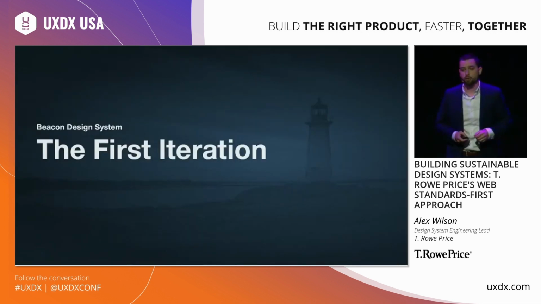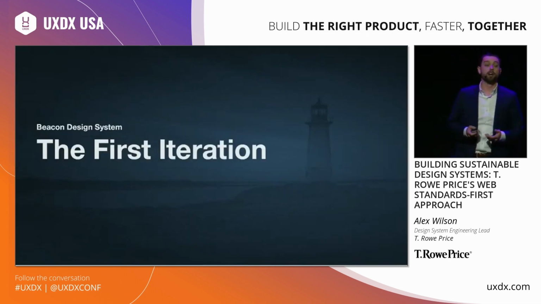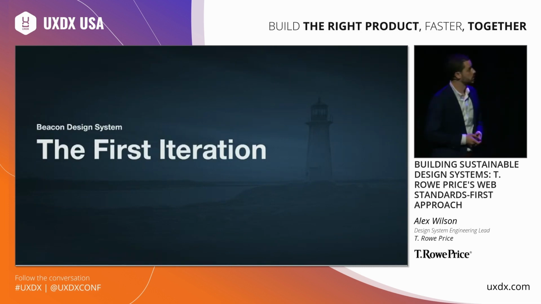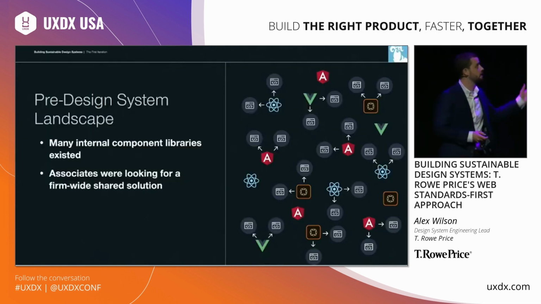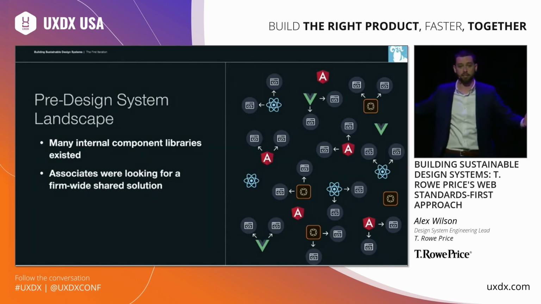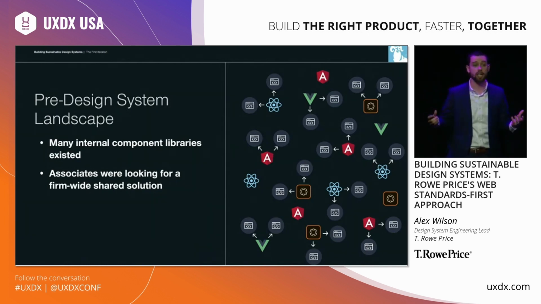And that leads us to the Beacon design system at Rowe Price and our first iteration. In our first iteration, in a pre-designed system landscape, we had many internal component libraries. Teams had this idea to share code, which was fantastic, but they were doing it in a way that was still siloed. You had frameworks that they were building for with these libraries. They had some with React, some with Angular. You had pockets within departments and other pockets in other departments where they were not even communicating.